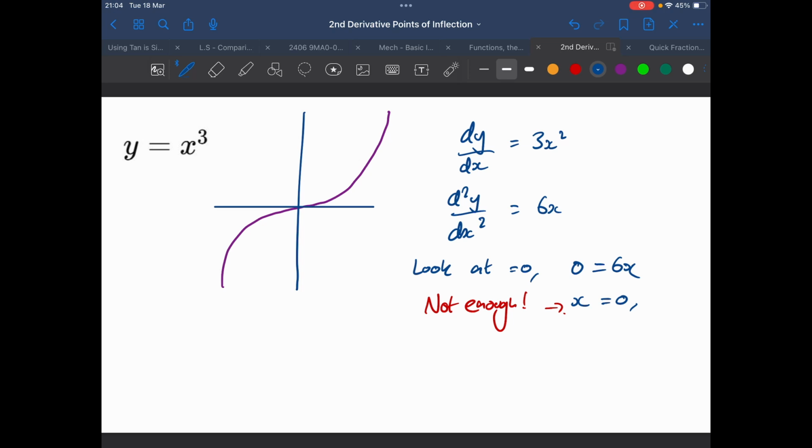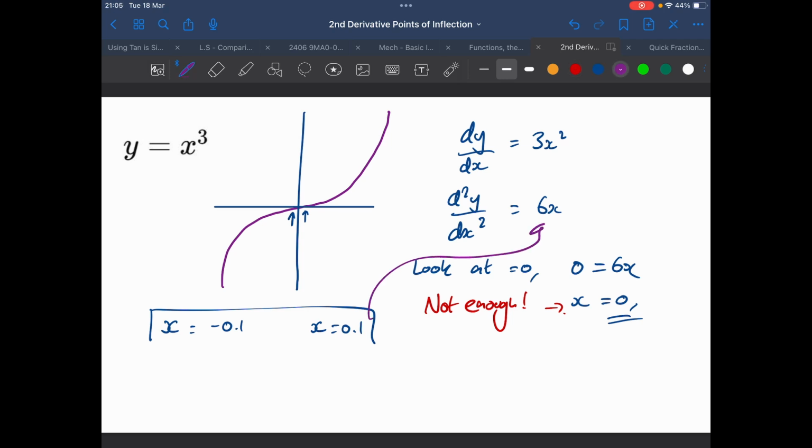So what we're going to do is we're going to pick a value slightly to the left and slightly to the right. If I look at x equals minus 0.1 and x equals 0.1 with my second derivative, I'm going to look at what happens. So when I put minus 0.1 in there, maybe a little bit of notation, this is actually slightly easier if I write it like this. I get what? I get minus 0.6.